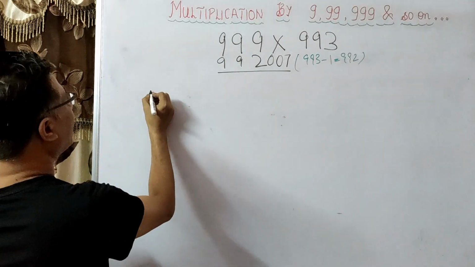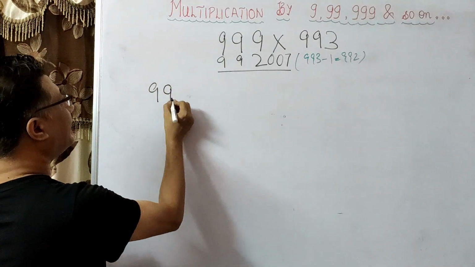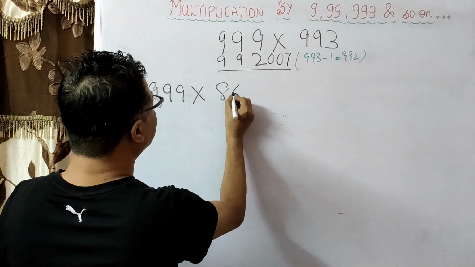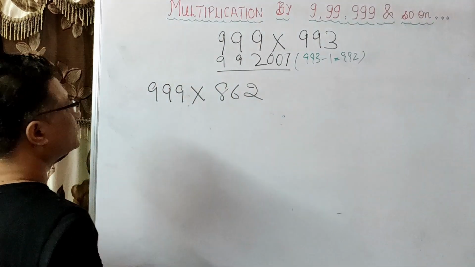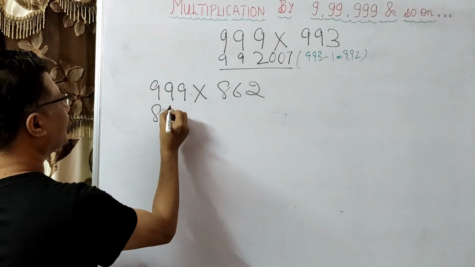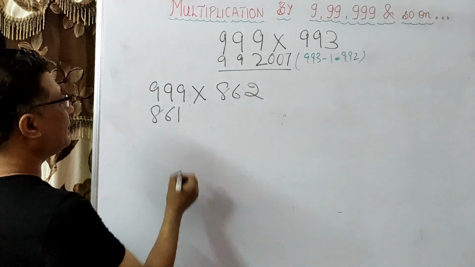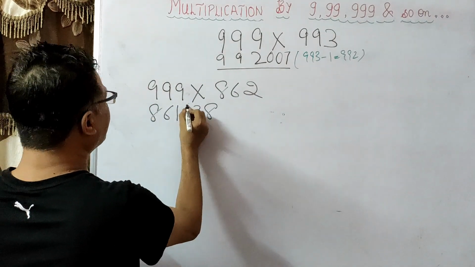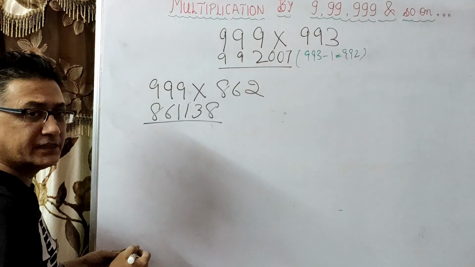If we have to multiply 999 with 862. So similarly, we get 861 for the first part. 9 minus 1 is 8. 9 minus 6 is 3. 9 minus 8 is 1. Simple.